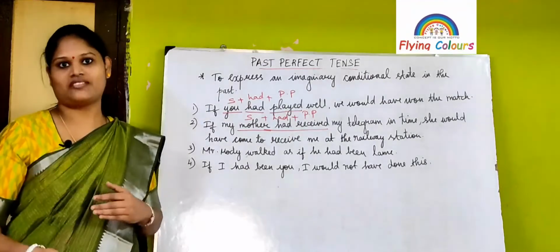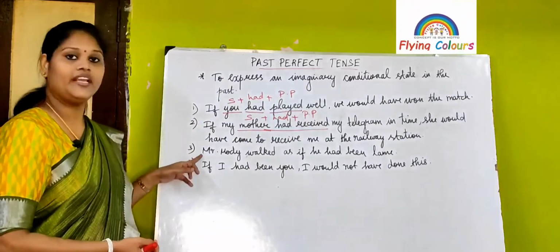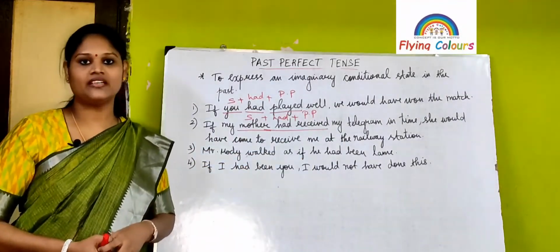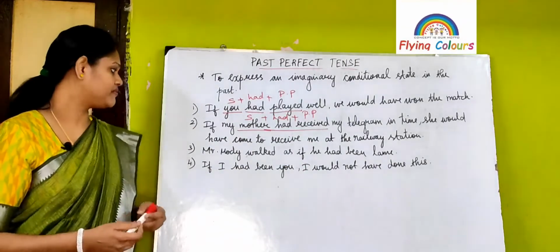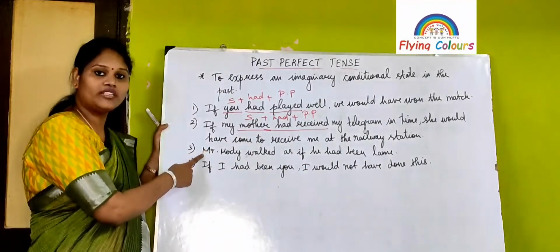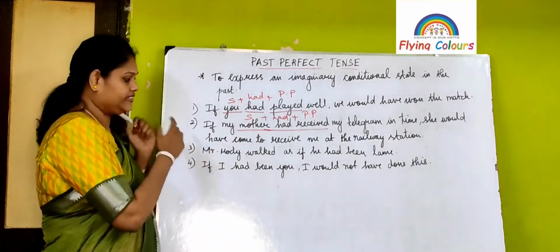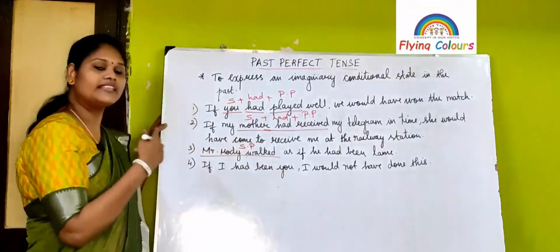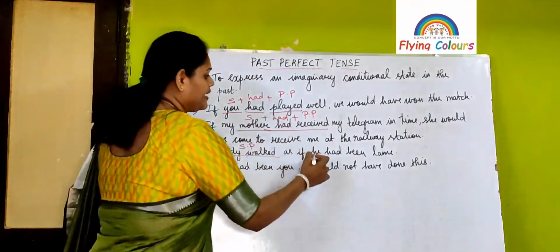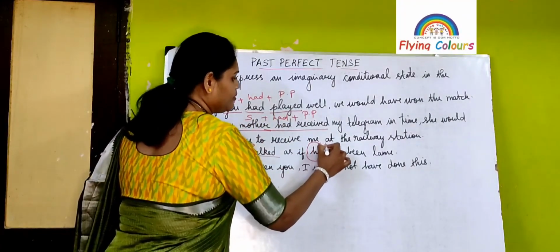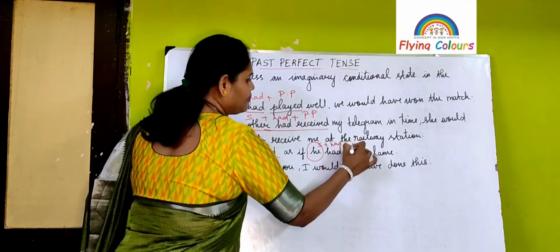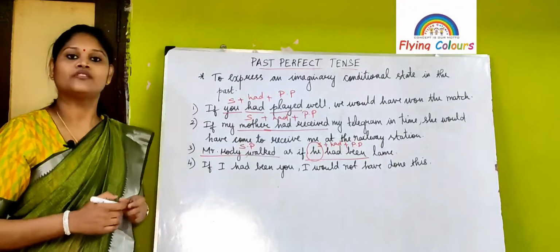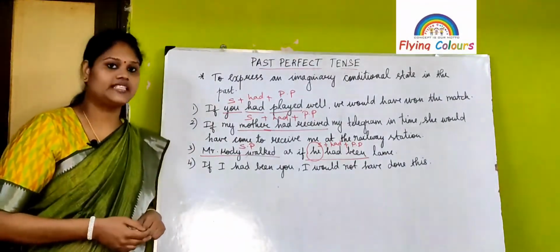Let me tell you one more example. Mr. Modi walked as if he had been lame, right? So, this is also an imaginary condition. Mr. Modi walked is the simple past, and where is the past perfect tense? Here. He is the subject plus had plus past participle, been. He had been, right? So, this is the past perfect tense in the sentence.